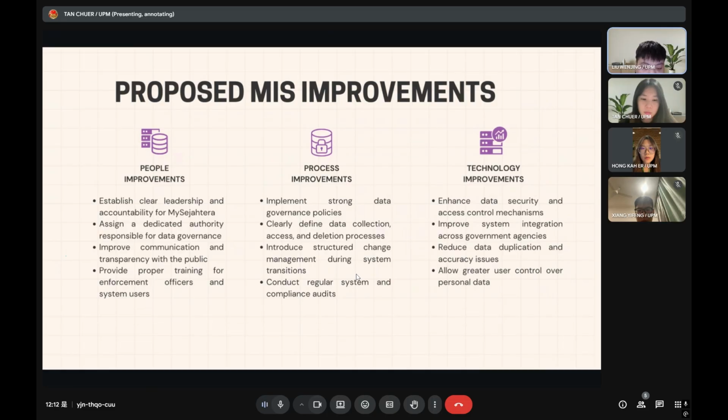In terms of technology improvements, data security should be strengthened to protect sensitive health information. Better system integration between government agencies can also improve data accuracy and reduce duplication. Moreover, users should be given more control over their personal data, such as being able to see how their data is used. This can increase transparency and user confidence in the system.